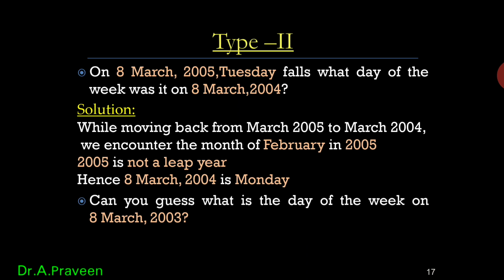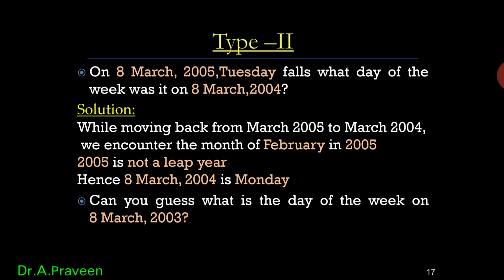Right. Can you guess what is the day of the week on 8th March 2003? As we did in the previous example, we move back from 8th March 2004 to 8th March 2003. Before that, let us make an initial guess. 8th March 2003 will be either Sunday or Saturday. And we are going to determine whether it is a Sunday or a Saturday.